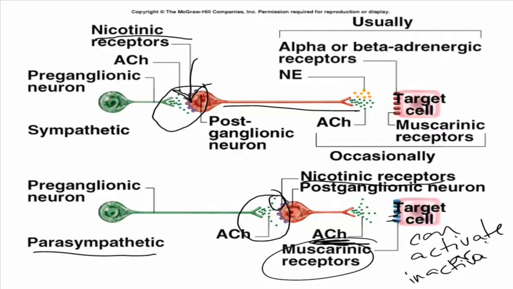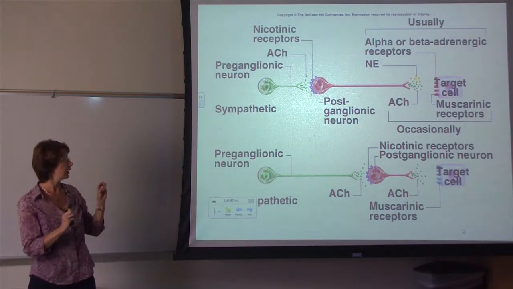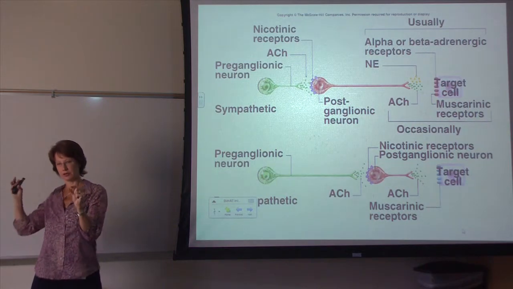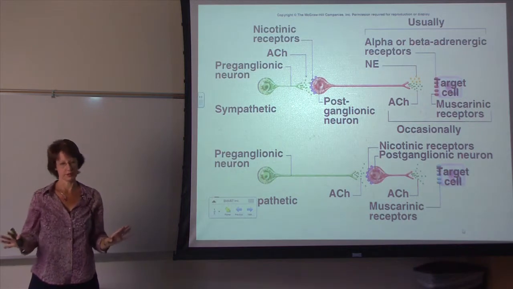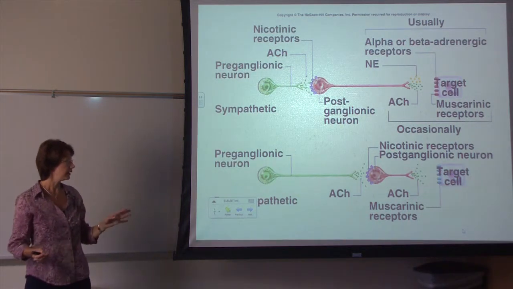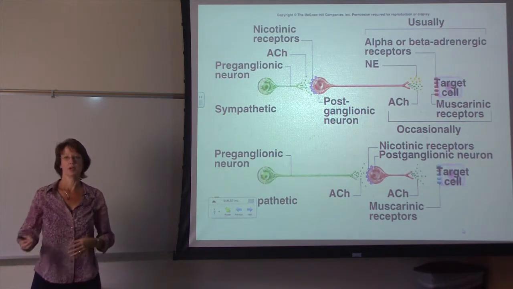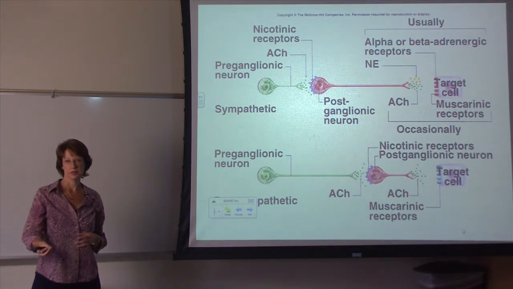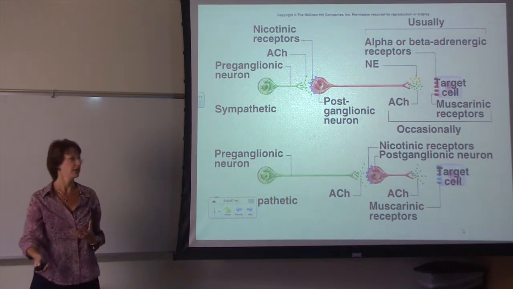So in the case of nicotinic acetylcholine receptors, it's always excitatory. And those nicotinic acetylcholine receptors are always found at the postganglionic neuron, at the synapse between the first neuron and the second neuron in the autonomic nervous system, whether it's sympathetic or parasympathetic. But on the target cell of the parasympathetic nervous system, you've got a different kind of acetylcholine receptor that is muscarinic. Sometimes they're excitatory, sometimes they're inhibitory.